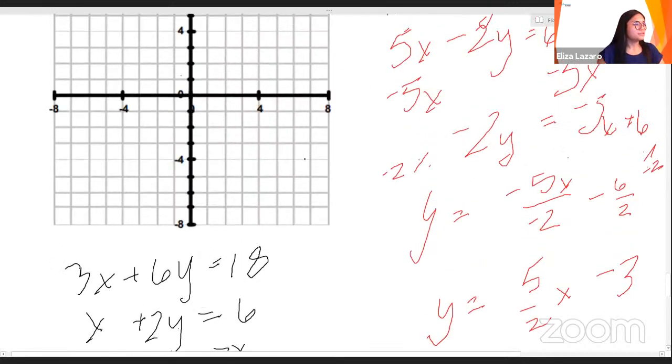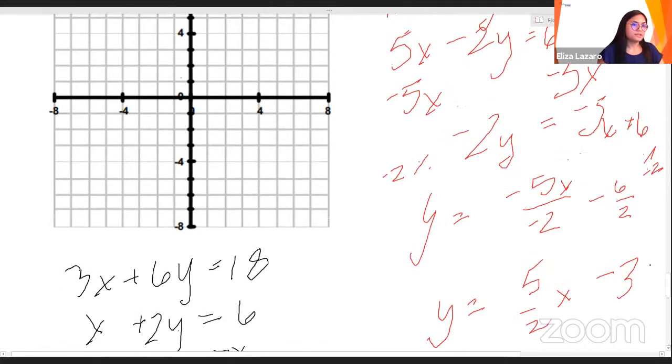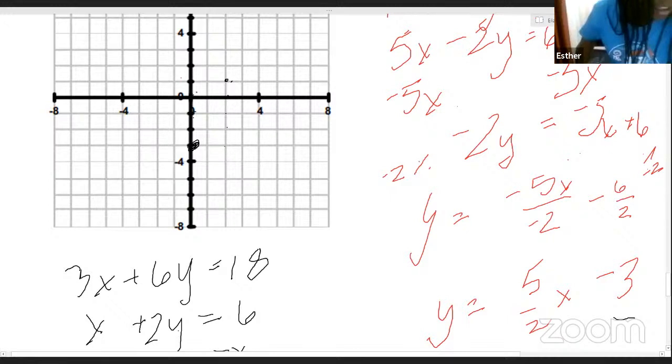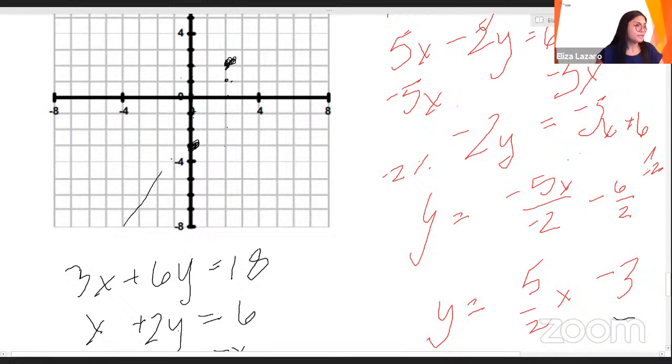So let's graph these. Start off with this one. Start with a y-intercept, which is going to be 0, negative 3, 1, 2, 3. And our slope is 5 over 2, so it's 1, 2, 3, 4, 5 over 2. Count that right. 1, 2, 3, 4. Yep. Oh, I counted it wrong. 1, 3, 4, 5 over 2. So this should be the point. And then we could connect those to get a line.